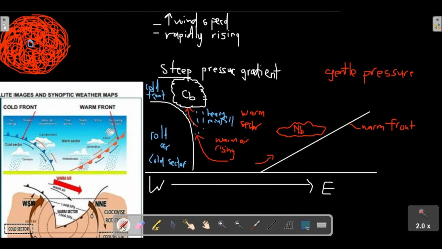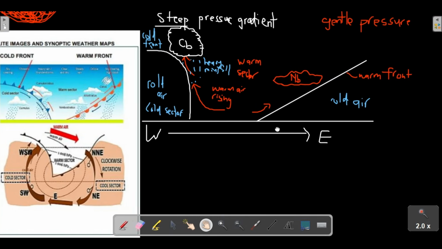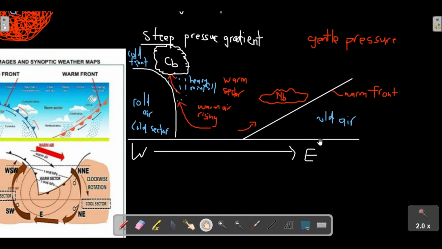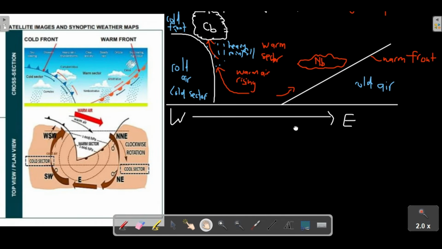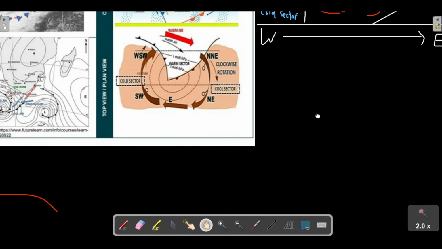Ahead of it, of course, again, you have your cold air. So cold air again, cold sector. So this is like a side view of a mid-latitude cyclone, and that should be it. Right, so let's then move on.